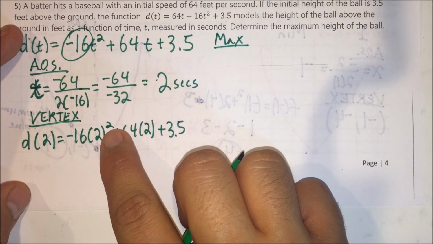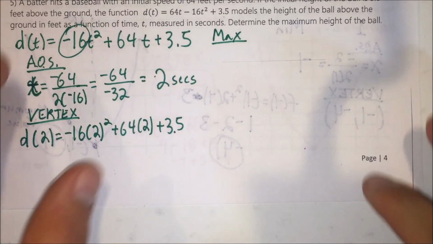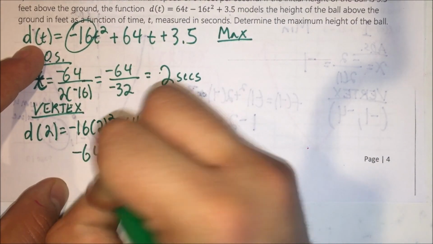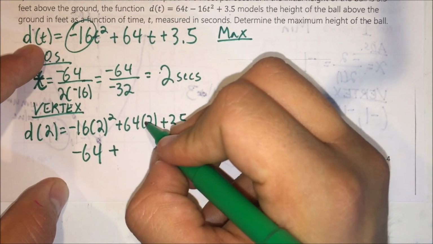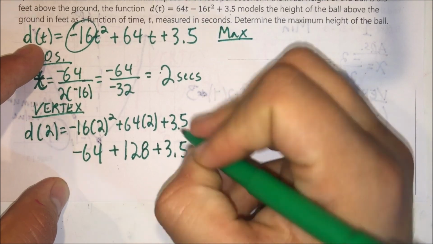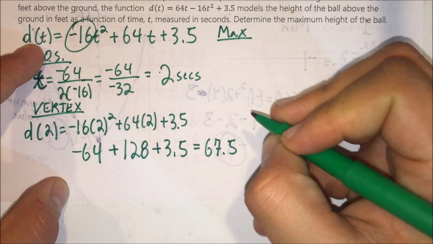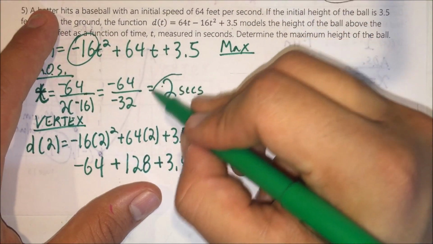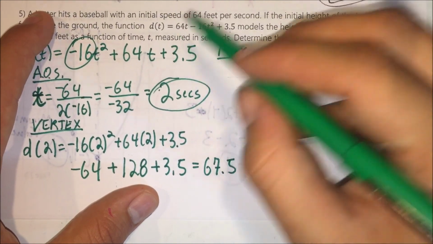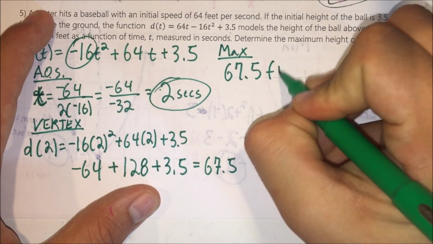2 squared is 4. 4 times negative 16, that's going to be negative 64. Plus 2 times 64, that's 128. Plus 3.5. That's actually going to give us about 67.5. So that means the max value of this function at 2 seconds, the highest point at which the ball's going to go, is 67.5 feet.